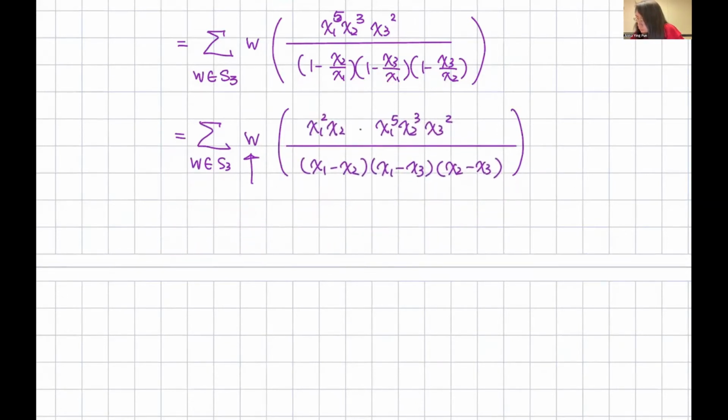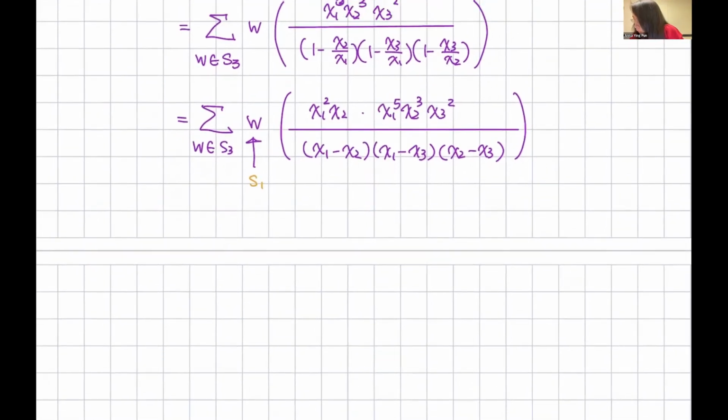Okay, and then if this W is, say, S1, meaning that you swap 1 and 2, then you will get, because this guy here is x1^7 x2^4 x3^2, so now if you swap 1 and 2 and see what happened. If this is S1, then we'll get x1^4 x2^7 x3^2 divided by (x2 minus x1)(x2 minus x3)(x1 minus x3), right?